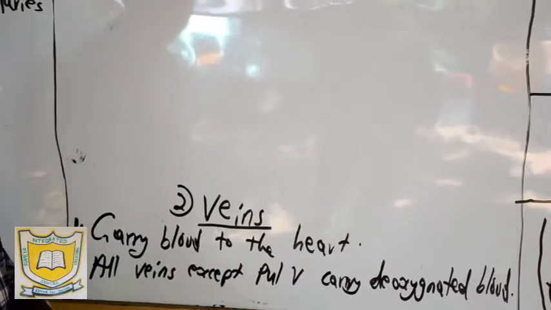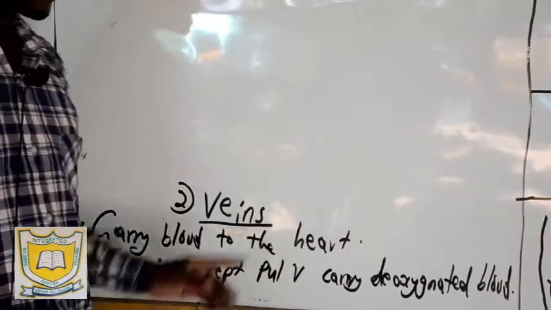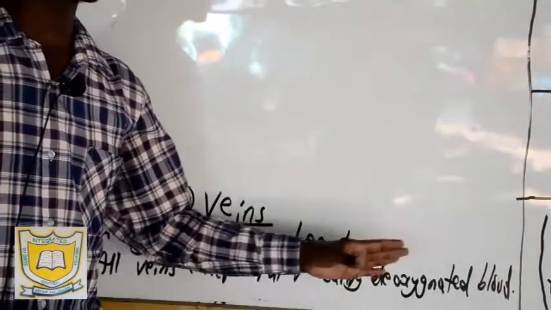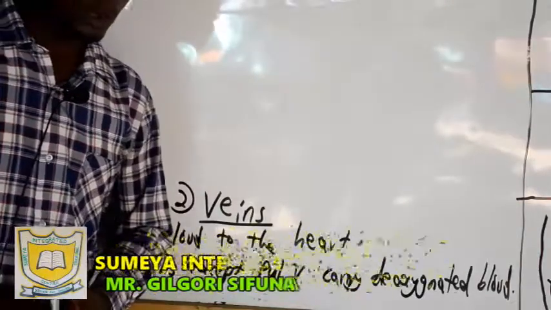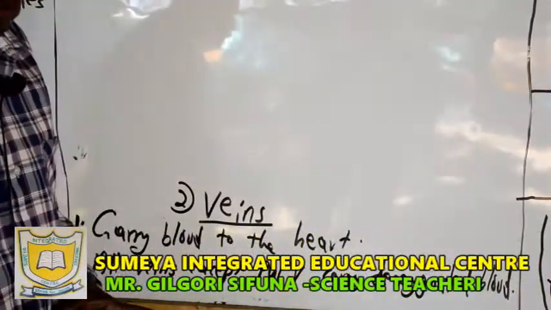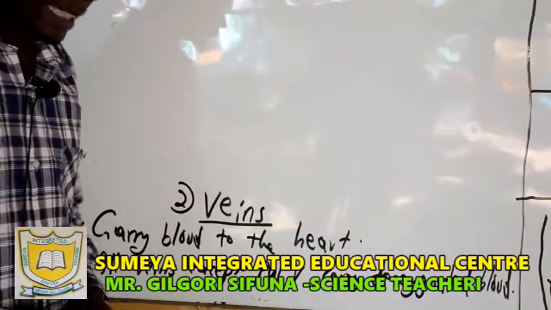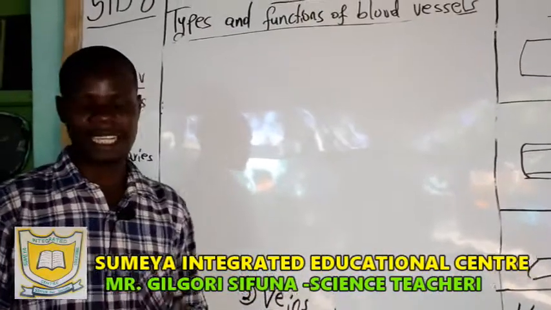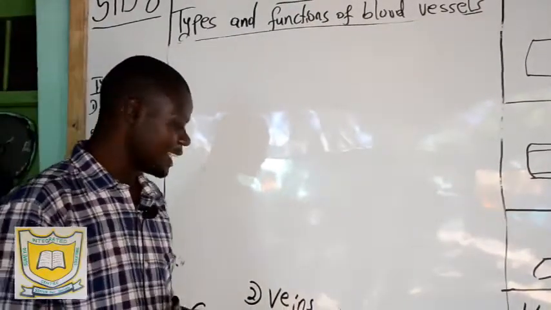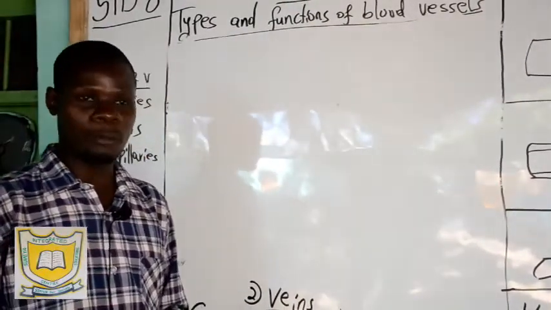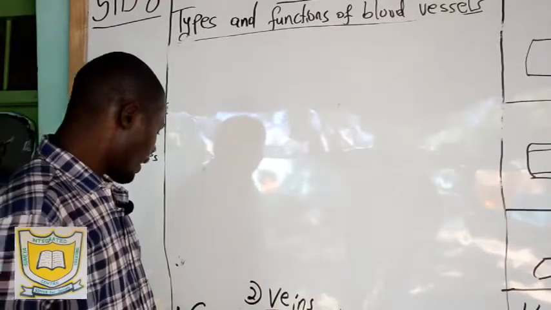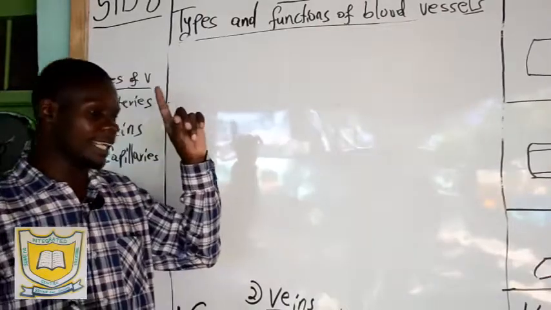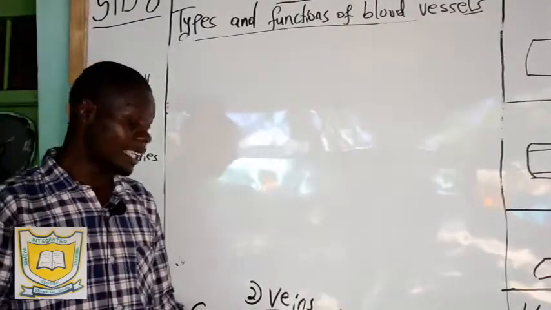Number two, we say that all veins except pulmonary vein carry deoxygenated blood. Now, what do we mean when we talk about deoxygenated blood? We mean that this is impure blood, or blood which is dark in color, or we can say it is blood which is having carbon dioxide. So all veins, but not all of them. Only one vein that carries oxygenated blood is pulmonary vein.